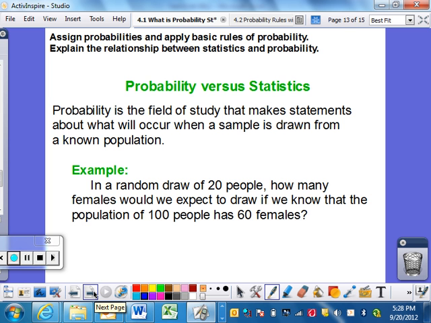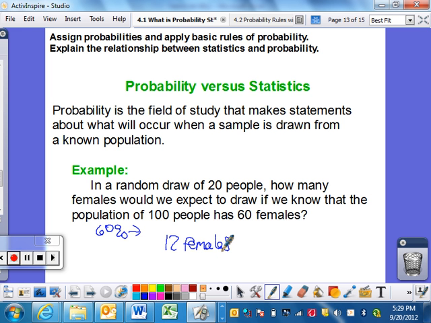Okay, 2 last things. Probability versus statistics. Probability is the field of study that makes statements about what will occur when a sample is drawn from a known population. So an example of this is a random draw of 20 people. How many females would we expect to draw if we knew that the population of 100 people has 60 females? So we know everything about the population. There's 100 people and it has 60 females. So you could say, hey, 60% of the population is females. So if we draw 20 people, we should expect that 60% of them, or 12, are females.